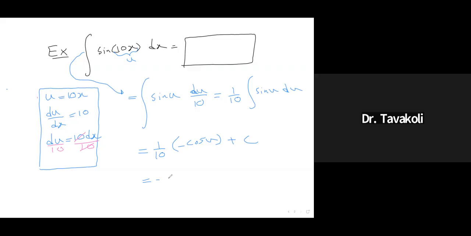So 1/10 times that's negative cosine is minus 1/10 cosine of u. But we need to go back to the original variable, knowing that u is 10x. So this is going to be minus 1/10 cosine of 10x plus c.